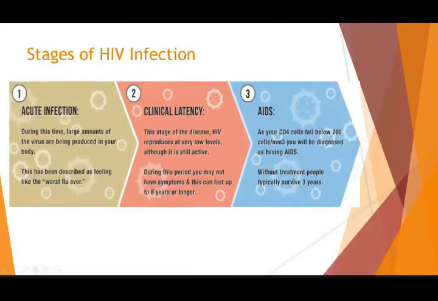What about the stages of HIV infection? We have an acute infection, clinical latency, followed by AIDS. So the first stage is an acute infection. During this period, a large amount of the virus is being produced in the body.